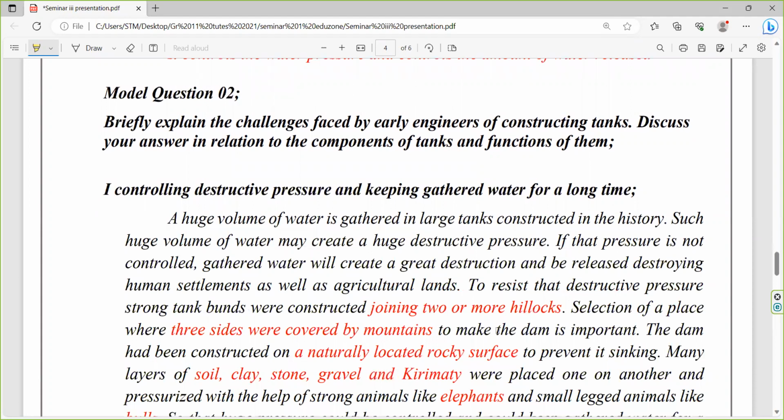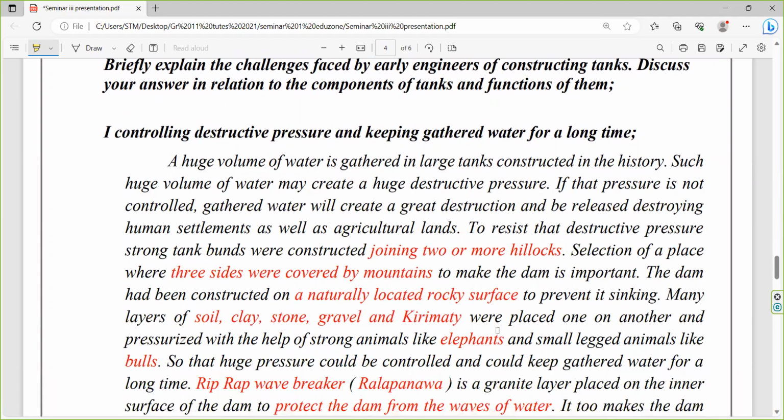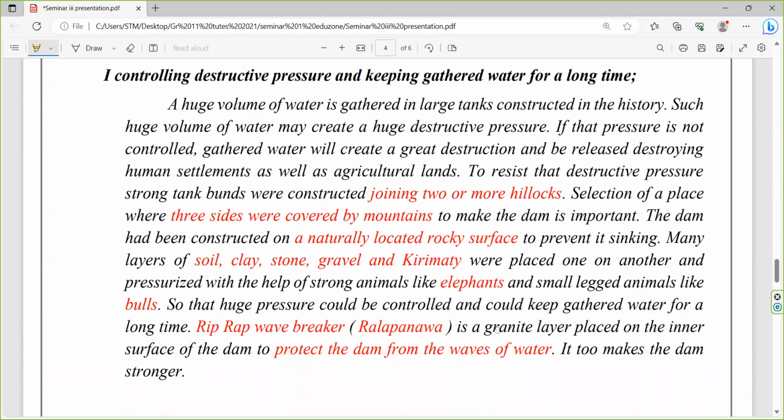Controlling destructive pressure, keeping gathered water for a long time. See, you can just complete the blanks. A huge volume of water is gathered in large tanks constructed in history. Such a huge volume of water may create a huge destructive pressure. If that pressure is not controlled, the gathered water will cause great destruction and be released, destroying human settlements as well as agricultural lands because they are located near the tank.